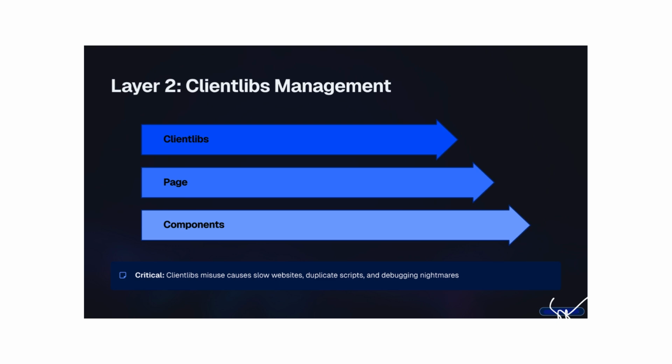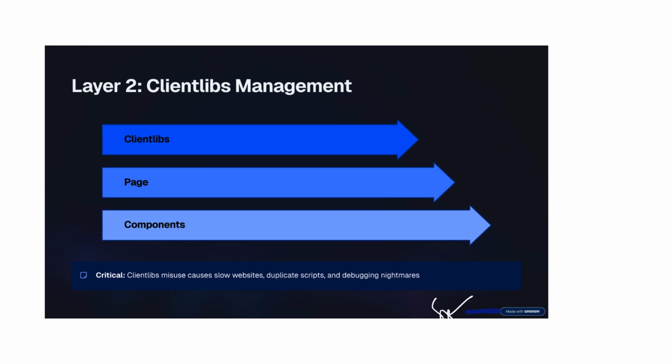Layer 2. Client libs. Client libs are not just folders to dump your CSS and JS. They are like the power grid of your front end. Everything depends on them. Mess them up, and suddenly your site is slower than my grandma on WhatsApp. Correct usage. Separate dependencies, avoid duplication, and load them in the right order. Imagine two scripts fighting over who runs first. It's basically a cage match in your browser console.